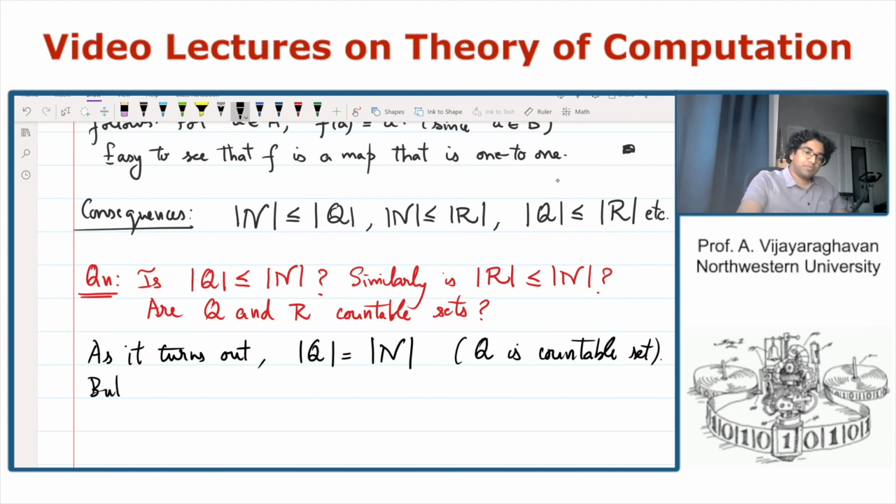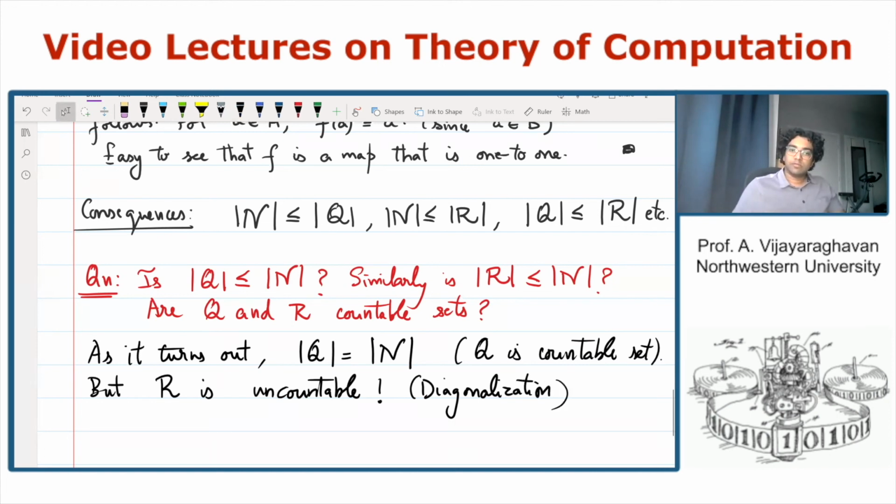However, real numbers, it turns out, is uncountable. You can actually show that there is no surjective map from natural numbers to real numbers. This argument is actually quite involved, and it uses an idea called diagonalization, which we will see in the next lecture.